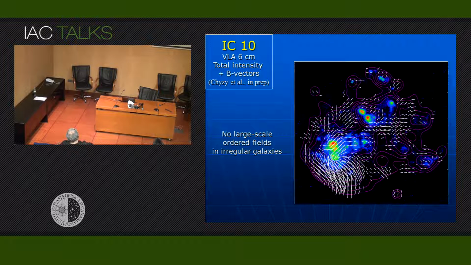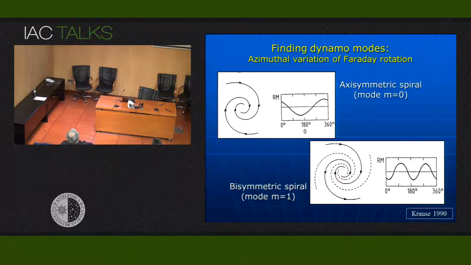So irregular galaxies cannot drive a large-scale dynamo. They still drive a small-scale dynamo, but no large-scale one because they are rotating too slowly. Where the threshold exactly is, we still don't know. We have to find out.